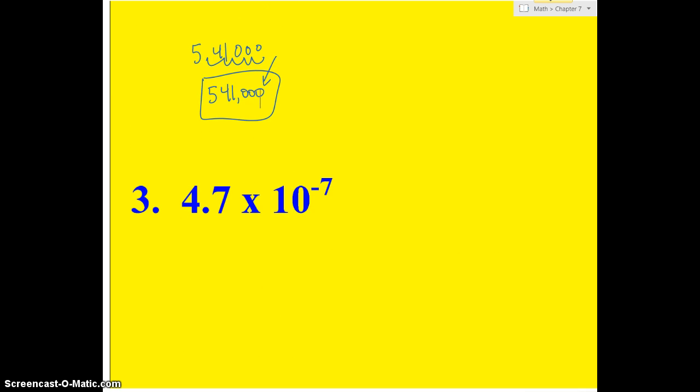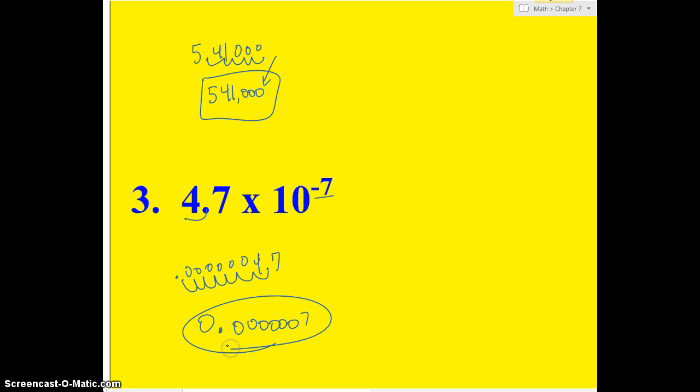Number 3 is 4.7 times 10 to the negative 7th. That negative exponent means this number is going to be between 0 and 1, so we're going to slide to the left. 1, 2, 3, 4, 5, 6, 7. And we're going to fill that with 1, 2, 3, 4, 5, 6 zeros, because the 4 takes up 1 spot.